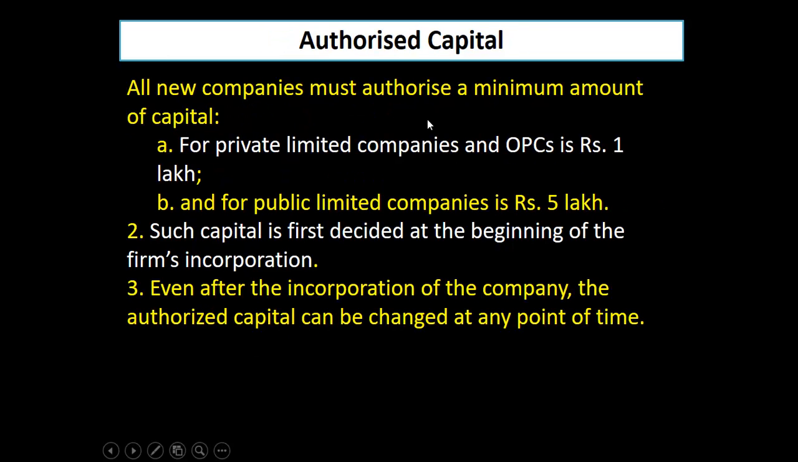All companies must have an authorized amount of capital on their balance sheet. For private limited companies and one-person companies, it is 1 lakh. For public limited companies, it is rupees 5 lakh. Such capital is decided at the beginning of the firm's incorporation. As we mentioned already, on a later date this authorized capital can be increased by paying the necessary charges to the Registrar of Companies.